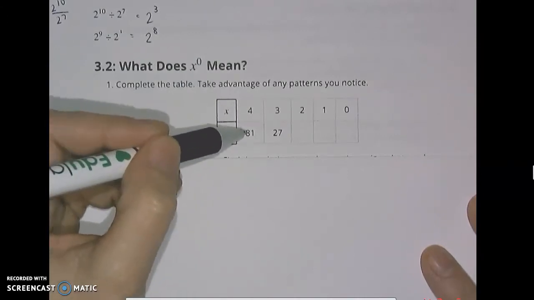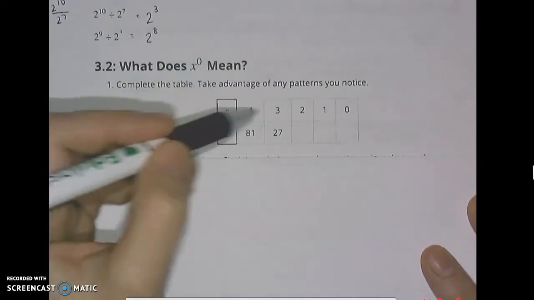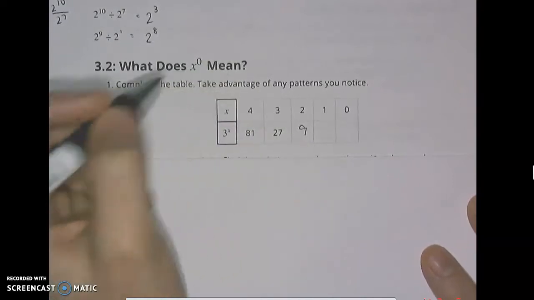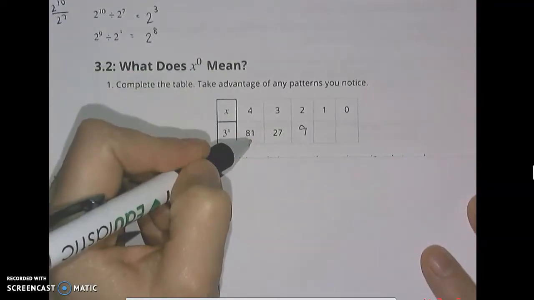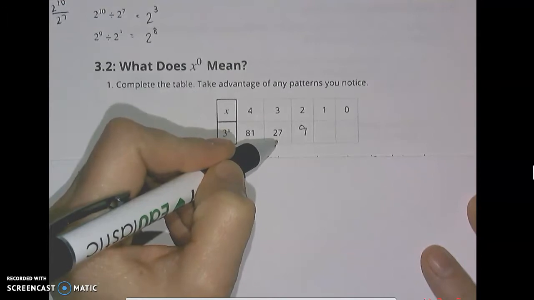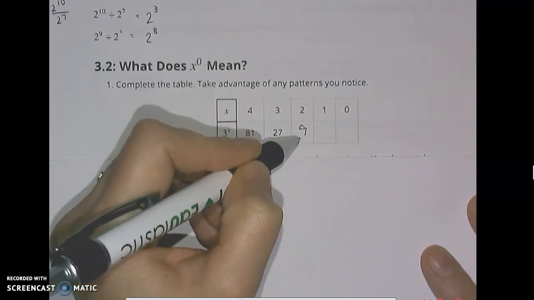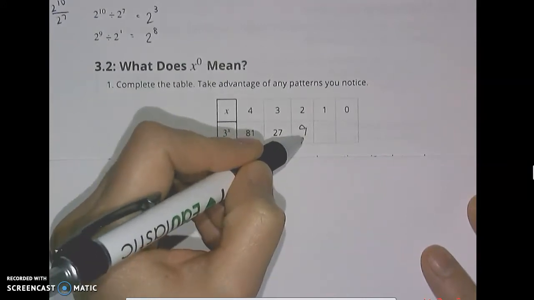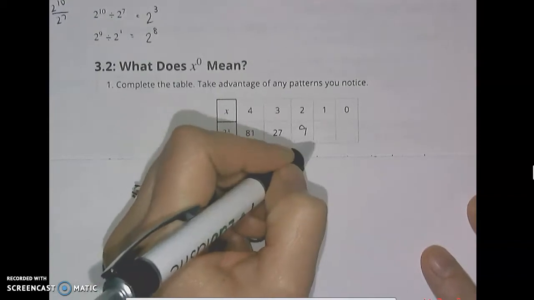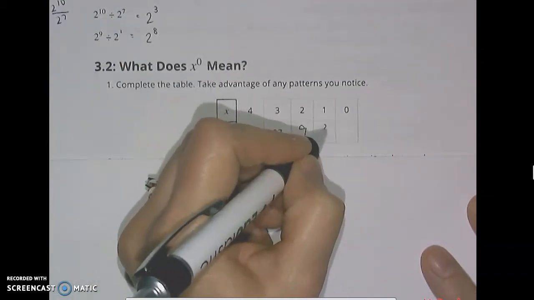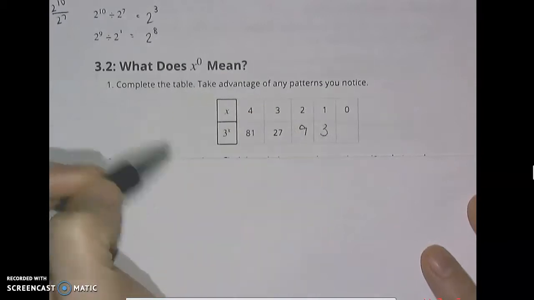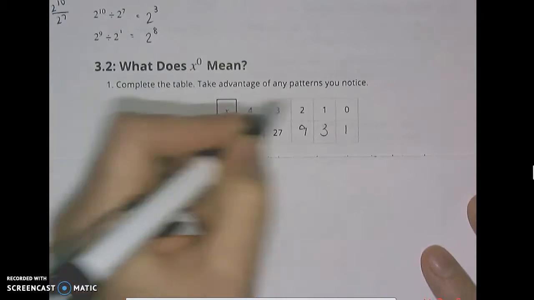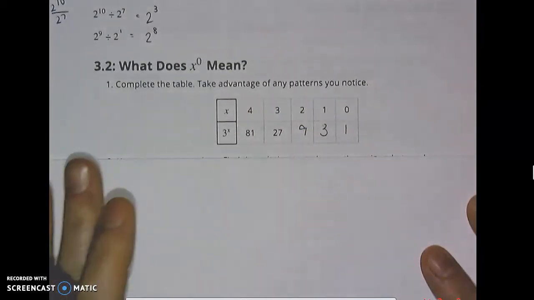So 3 to the 4th power is 81. 3 to the 3rd power is 27. 3 squared would give us 9. You could also do this by seeing what pattern's happening. How are we going from 81 to 27? Well, we divide by 3. To get from 27 to 9, we would divide by 3. So to get from 9 to the next one, if we divide by 3 again, we would get 3. 3 to the 1st power is 3. And then here, to get from 3 backwards, again, we would divide by 3 and get 1. 3 to the 0 power is 1. Okay?